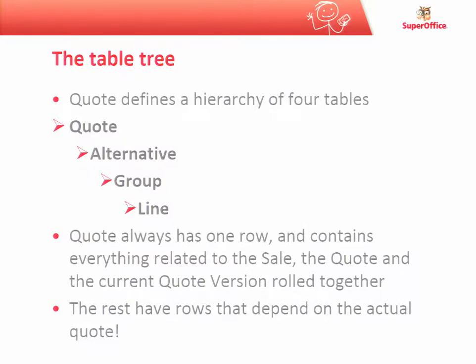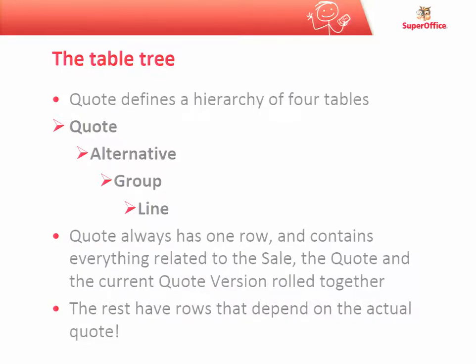In quote, we have a hierarchy of 4 tables. You have the quote level. In the quote level, there is one row, and it contains all the merge fields that relate to the quote and the current quote version. If you remember from Erik's presentation, there is always one version of the quote, which is the current one you're editing. That's the latest one, by definition. And it contains things like reference to the sale, it contains the addresses, payment terms, delivery terms, and so on. And there's one of each. Because when you're sending an offer, you are sending an offer which is one particular version.